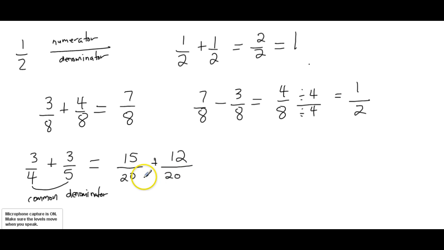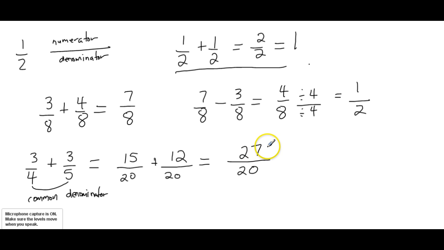So now that I have the denominators the same, I can go back to my same rule that I applied up here. I can add the two top numerators together. So that equals, this number will be over 20. I don't add 20 plus 20, the same way I didn't add 2 plus 2 to get 4. The denominator stays the same. But I add my two top numbers, 15 and 12. Okay, and 15 and 12 is 27.